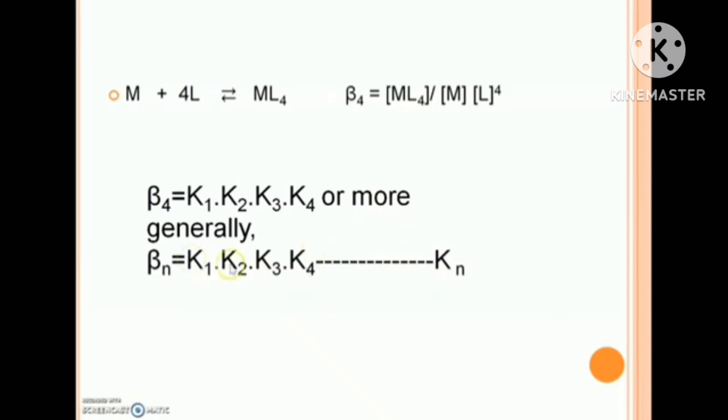And also we can take logarithm on both sides, that is log beta n is equal to log K1 plus log K2 plus log K3 plus etc. We can write like that also.